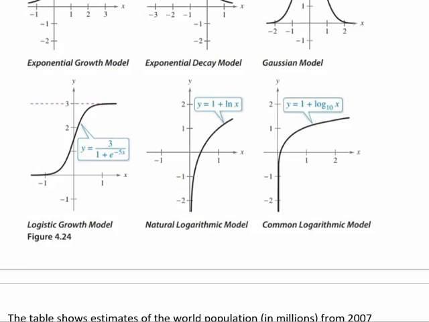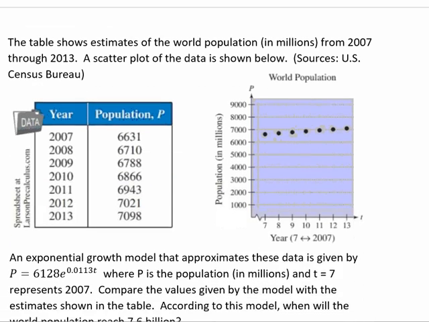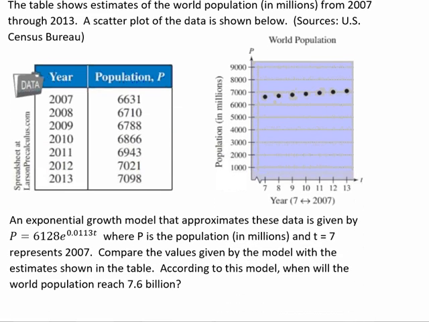So we're also going to go ahead and look at what exactly an example would be like for an exponential growth model and how we might be able to use this to help us. Now, this table shows the estimates of the world population in millions from 2007 to 2013. So we have a scatter plot of the data shown below as well.